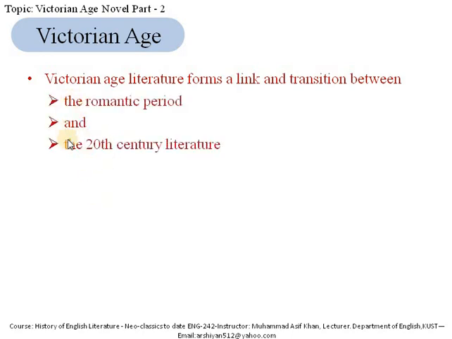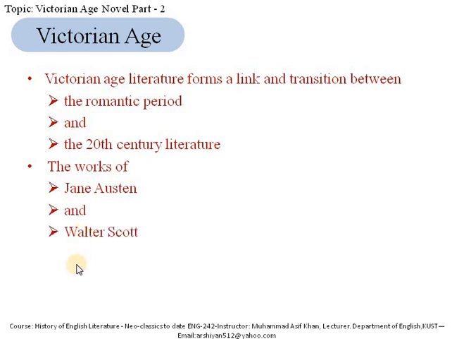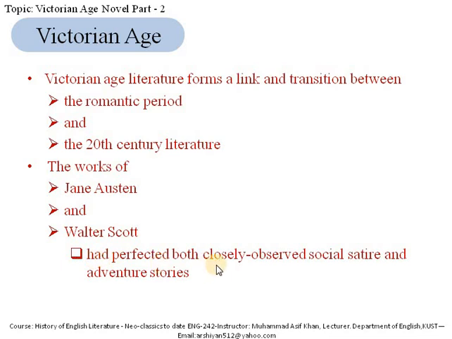We see some important pre-Victorian writers, Jane Austen and Walter Scott. These writers had Romantic influence, but they perfected the genre of the novel because they closely observed social satire, and the second element they included in their novels was adventure stories. Because of their works, they opened a market for novels amongst the reading public. Before that, people were reading other materials, but Jane Austen and Walter Scott grabbed the attention of readers, and the novel became a popular genre in the market.